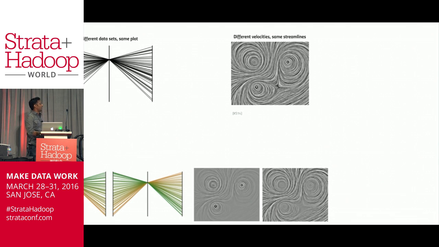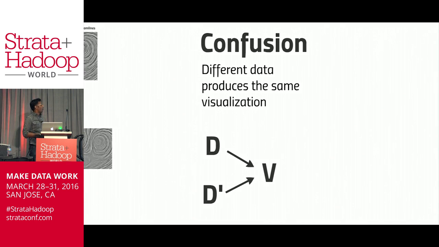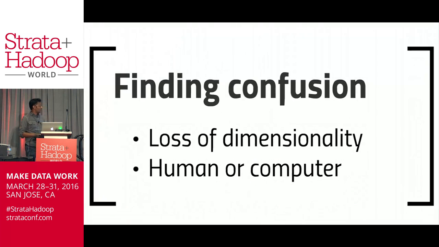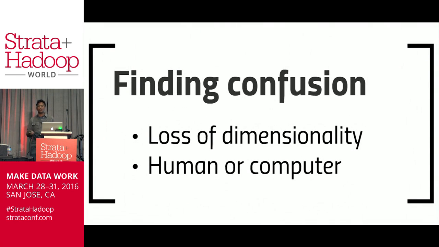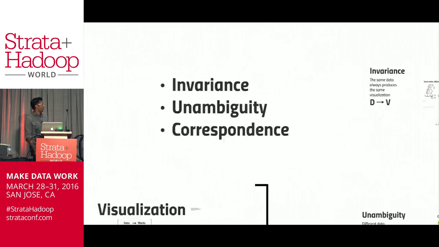Okay, good, great. All right, so confusion, right? So different data produce the same visualization. And let's look at antidotes to confusion. So I mentioned earlier that confusion is often about loss of dimensionality in the representation. And here's the beautiful thing, and it's true about all of the properties we're going to look at in this talk, that confusion can occur at the human level or at the machine level. And there's this beautiful parallelism we're going to look at as we develop this further.